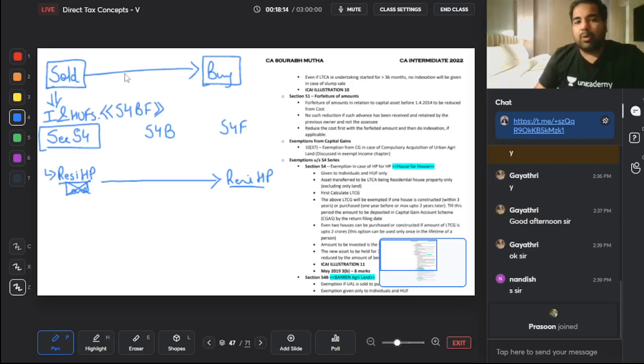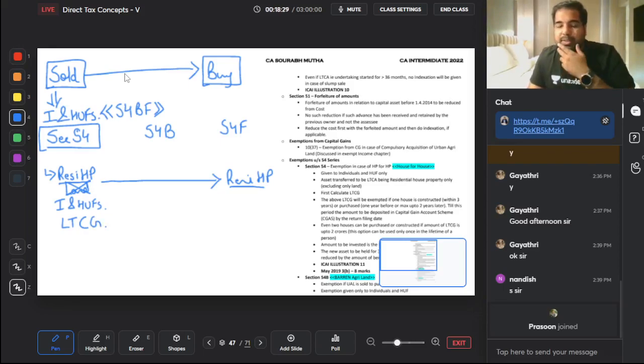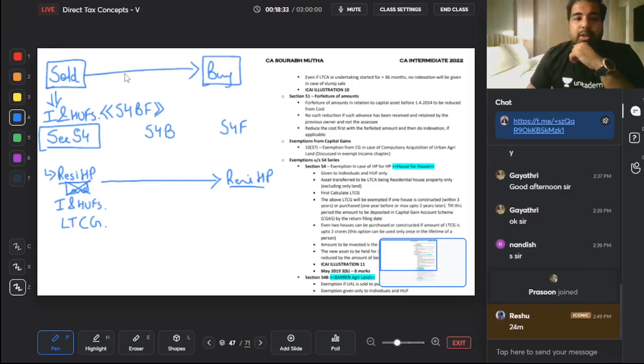Watch out guys for the details. First, it's applicable only to individuals and HUFs. Next, the asset should be a long-term capital asset. That means the gain should be long-term capital gain. Example, for house property, how many months do you need to hold it for making it long-term? Guys, please tell me, for a house property, how many months do you need? You need to hold it for more than 2 years or 24 months. Excellent. So it should be a long-term capital gain.